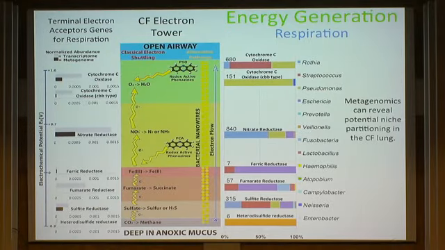So ultimately, what we're doing is starting to set up niche partitioning in the CF lung, using metagenomics as a hypothesis generator that we can then go test in other methods.